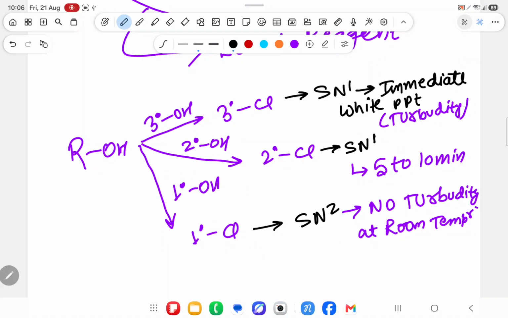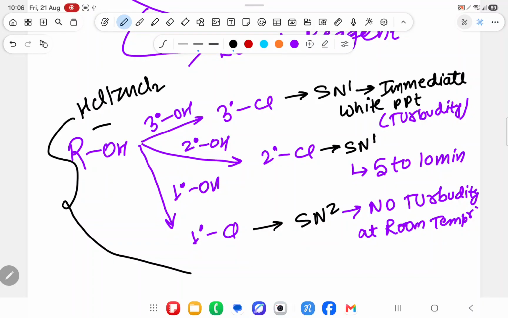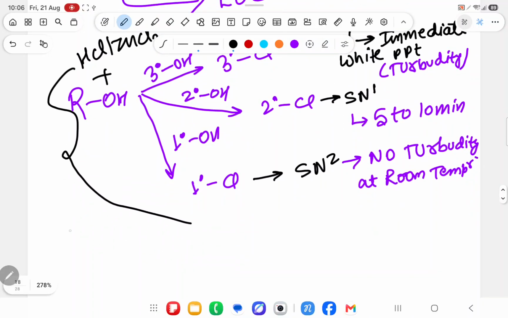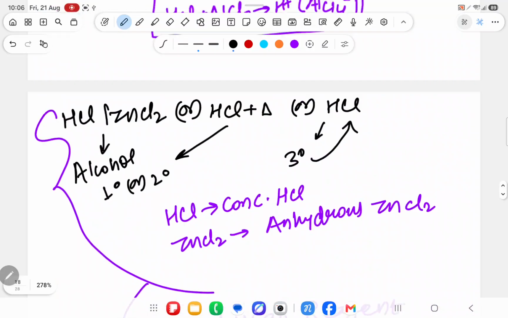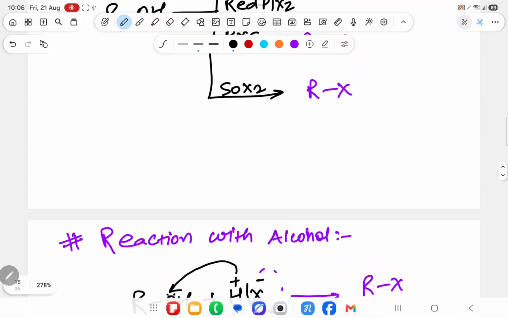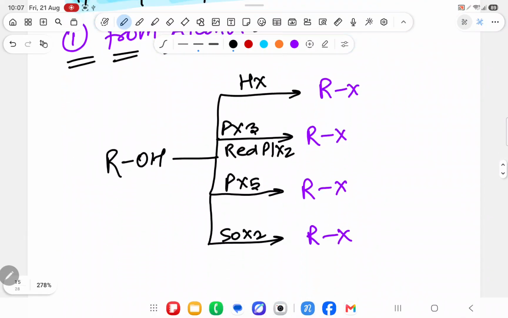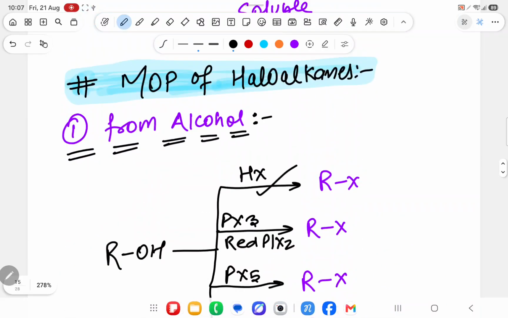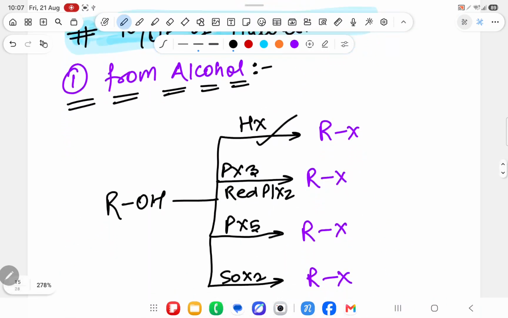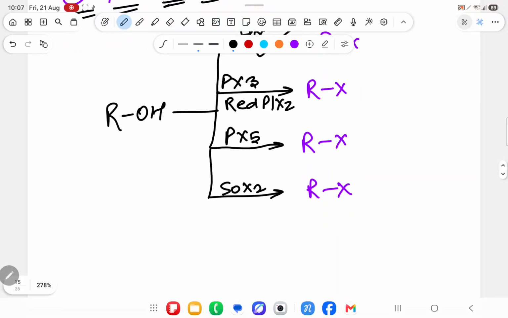And this whole process of HCl in presence of ZnCl2 plus alcohol is known as Groove's process. Groove's process. The alcohol part, I hope lots of things I have dictated. Once again you will see the alcohol part with HX very properly. Alcohol part I have dictated up to now with HX only. PX3, PX5, SOX2 not dictated.